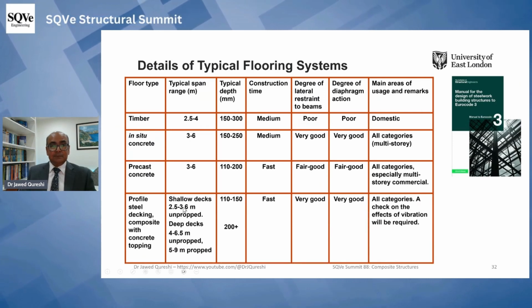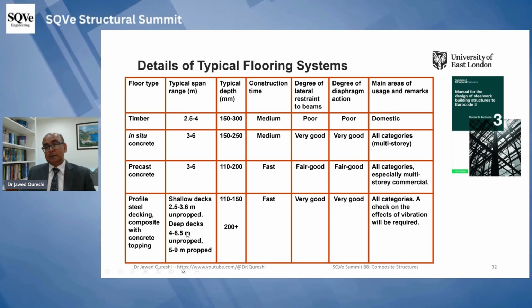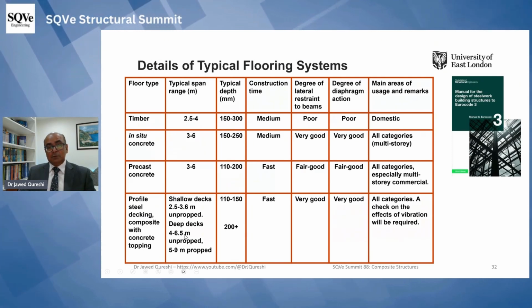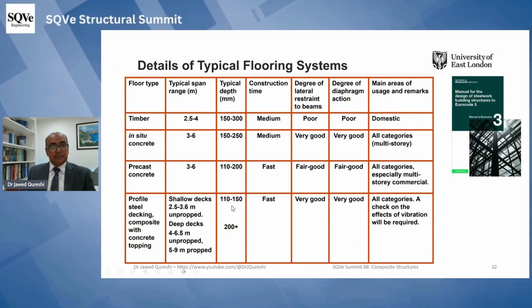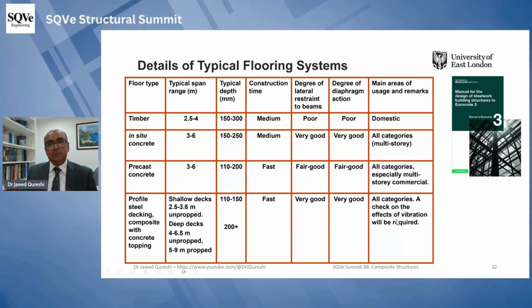Profile decking slabs: shallow decks can span from 2.5 to 3.6 meters. Deep decks can span from 4.6 to 5 meters, but nowadays they can span up to 6 meters as well. And nowadays we have slim deck slabs as well, which can span up to maybe 8 or 9 meters, with depths of 110 to 150 and 200 plus. Construction time is fast, degree of lateral restraint is very good, and diaphragm action is very good as well. We use it in almost all categories, but the vibrations must be checked.